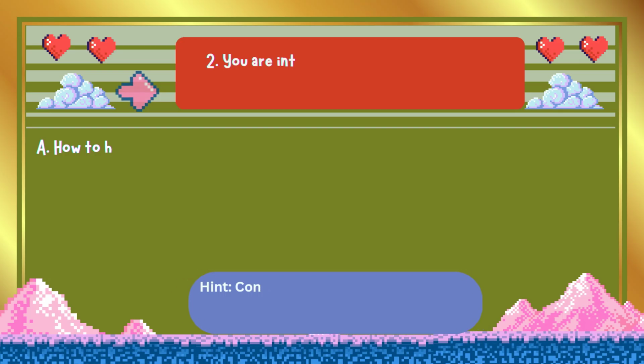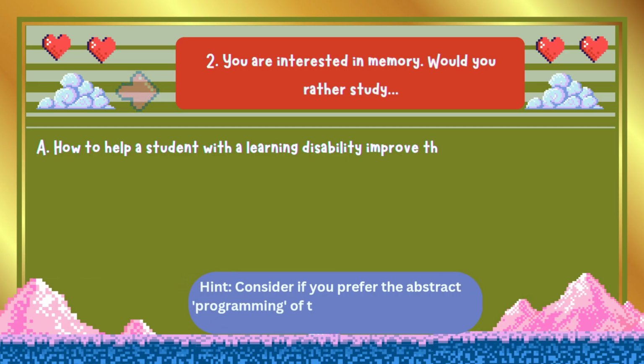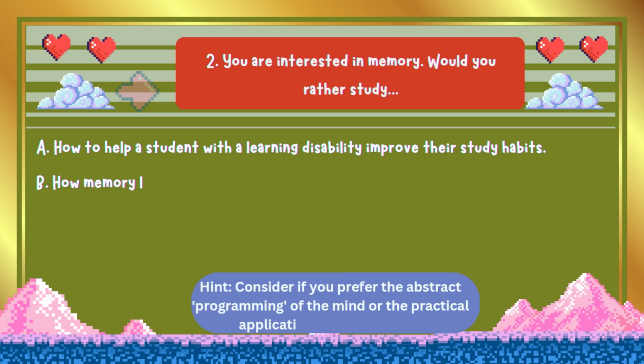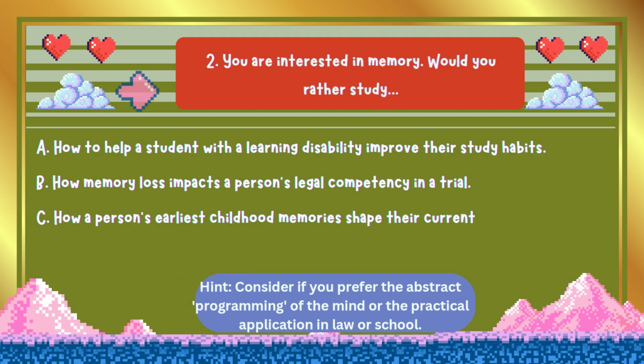2. You are interested in memory. Would you rather study A. How to help a student with a learning disability improve their study habits? B. How memory loss impacts a person's legal competency in a trial? C. How a person's earliest childhood memories shape their current personality. D. How the software of the mind encodes and retrieves data.